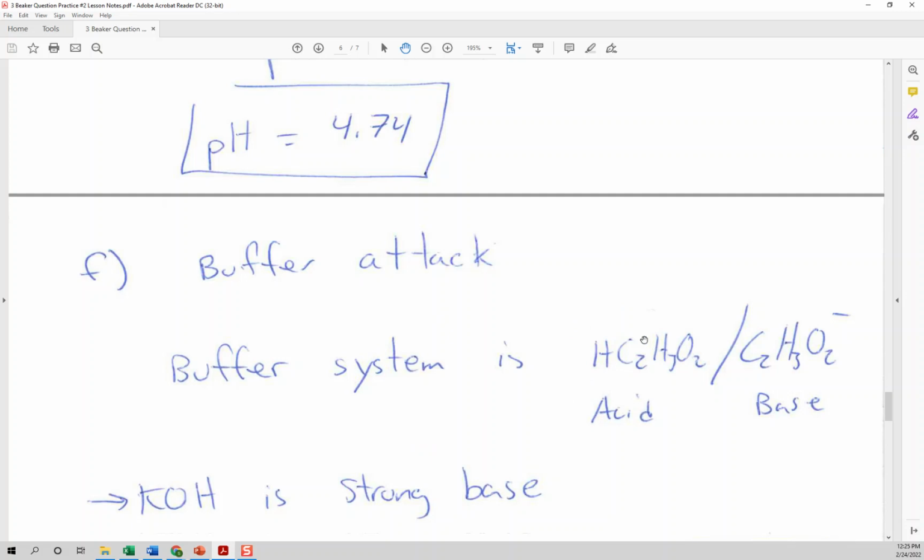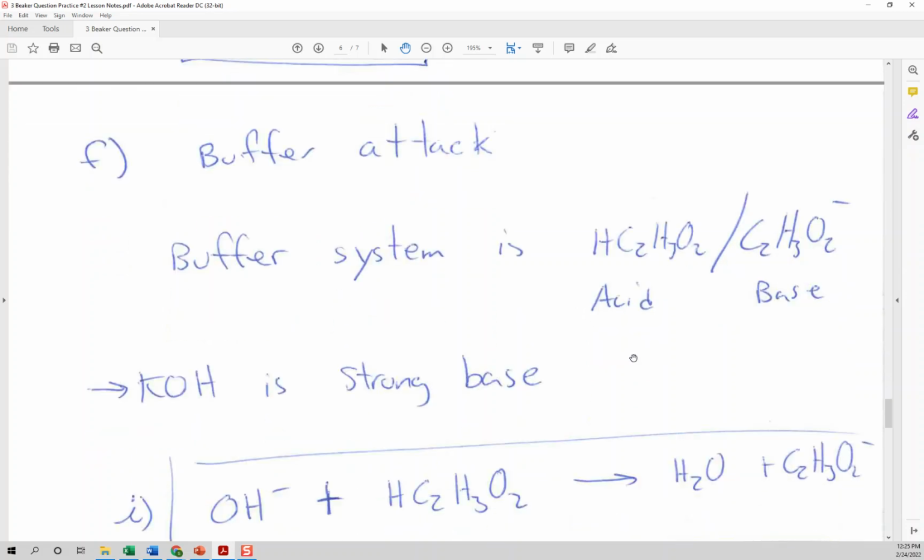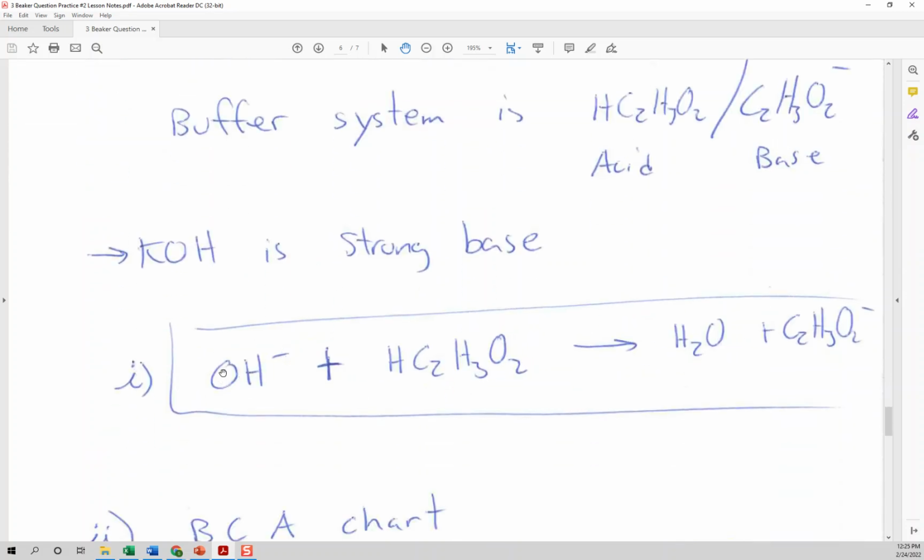If it had been reversed, if we were adding strong acid, the strong acid would be taking out acetate and producing acetic acid. Okay? So the reaction that's going to be taking place is hydroxide plus acetic acid yields water, right? The H plus and the OH minus form water, and then you're left with acetate. And remember, whenever you do a buffer attack, you're always sacrificing one component, the acid in this case, and you're gaining the other component. Okay? So that's the reaction. Notice we don't need to include potassium, it's just a spectator ion.